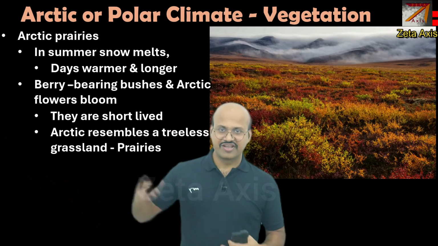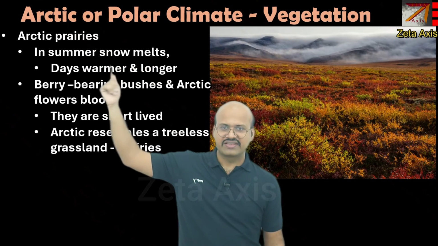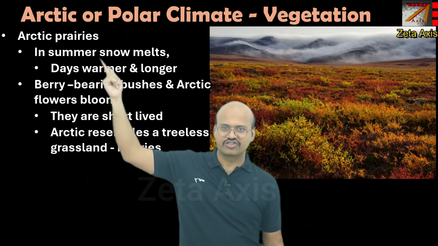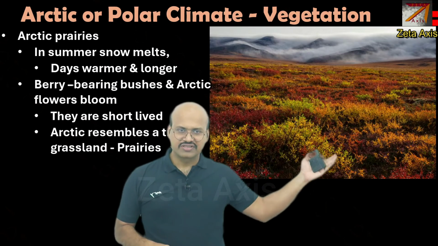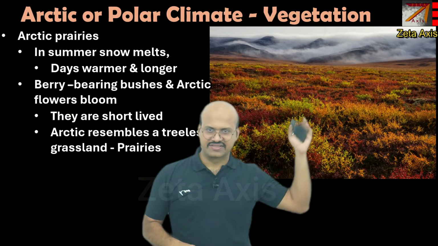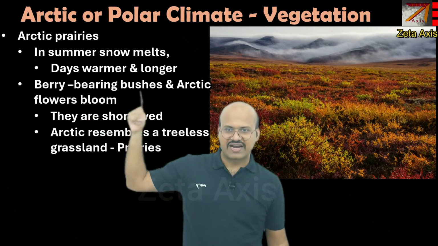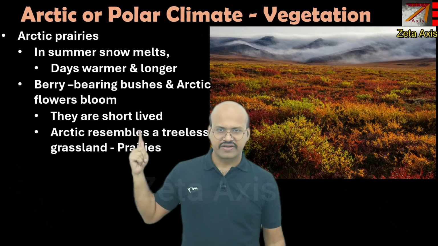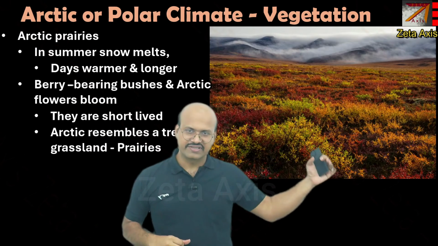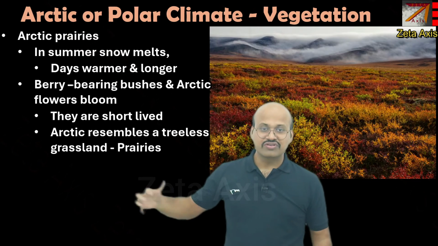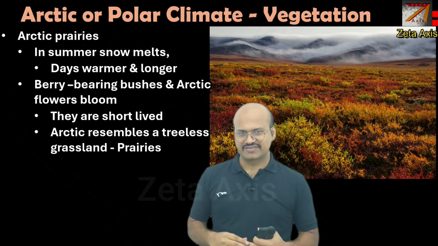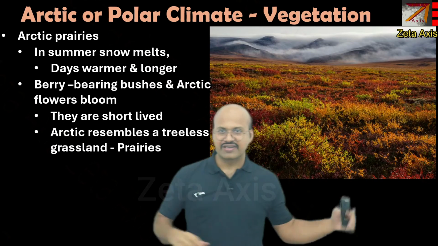Now in the summer, the snow melts and the days are warmer and longer, and because of the snow melt, water is available. Therefore we see that bushes will come up in these regions. Berry bearing bushes and Arctic flowers bloom, and they are short lived. But because of these, the Arctic resembles a treeless grassland. It looks like a grassland, like the prairies, and therefore it is called Arctic prairies.